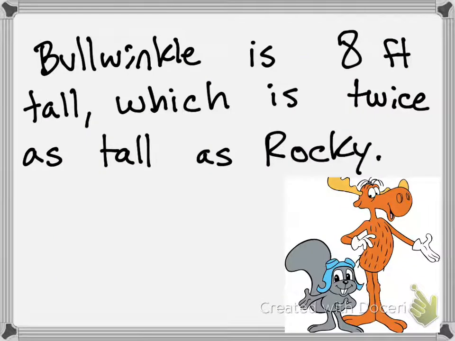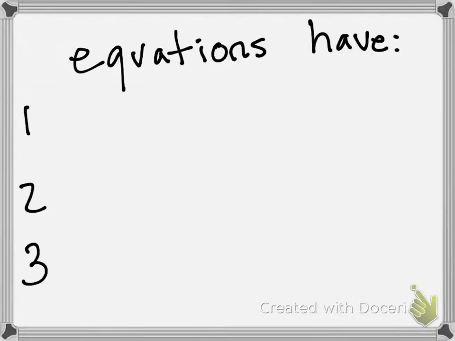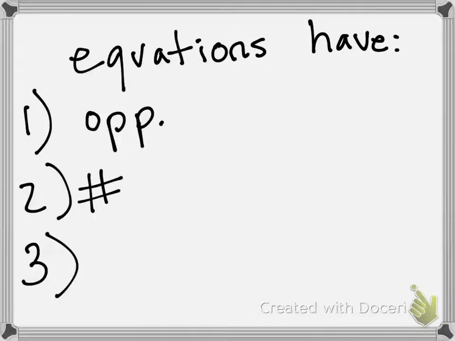Here's our first problem. What we want to do is extrapolate the information and come up with an equation. So, Bullwinkle is 8 feet tall, which is twice as tall as Rocky. Now, we have to come up with an equation for this. So first of all, we have 3 things to an equation. Who can tell me what the 3 things are? Malia. Operations, numbers, and a variable. Oh, you named them all. Excellent. They've got operations, they've got a number, and they've got a variable.